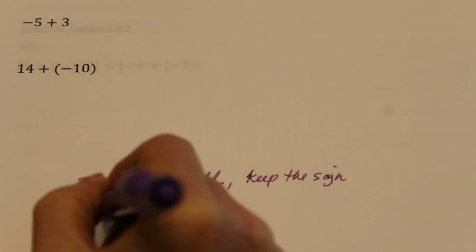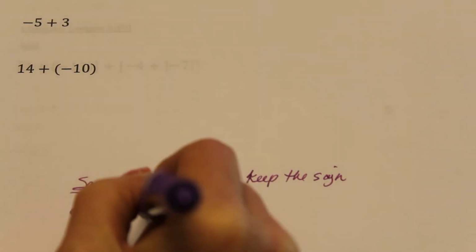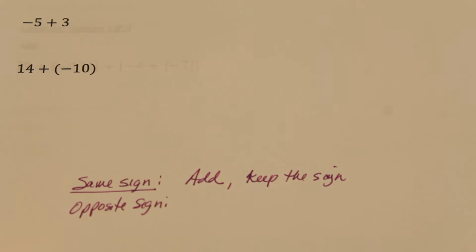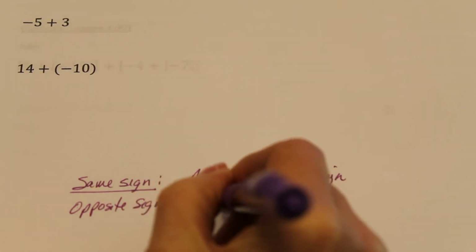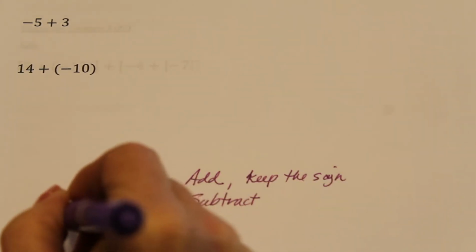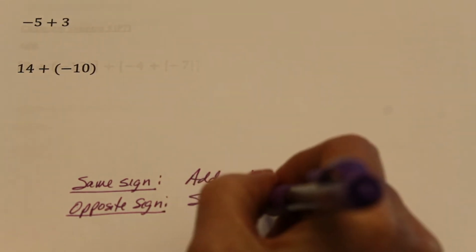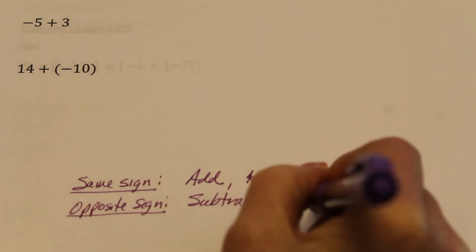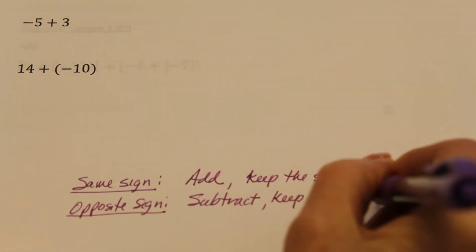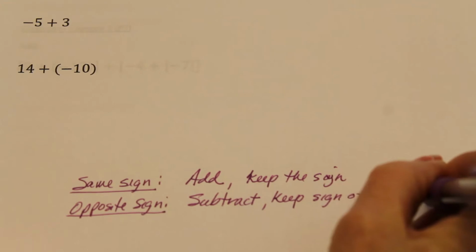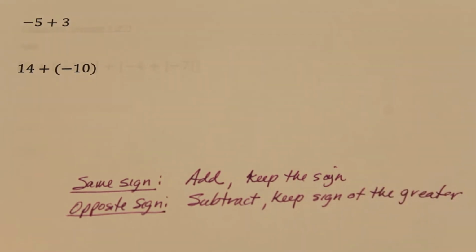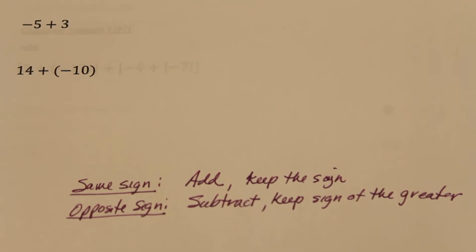If they are opposite signs, you subtract the larger number minus the smaller number. If they're opposite signs, you subtract and keep the sign of the bigger number. Keep the sign of the greater. I memorized these two phrases when I was younger, and I say them to myself all the time. Opposite sign, subtract, and keep the sign of the greater.